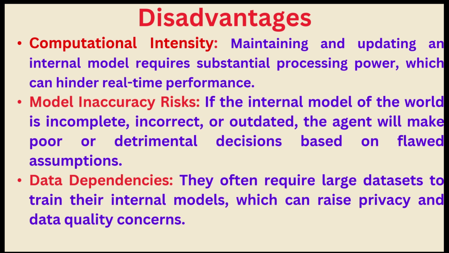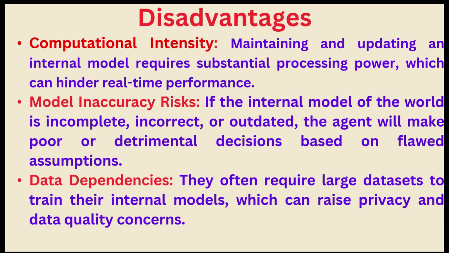Then model inaccuracy risk. For example, if the internal model representation is different, the actions that the agent is going to take will be different, based on the previous information and what is happening in and around the world. If some decisions are based on flawed assumptions, it may lead to challenging tasks. So model based agents can have inaccuracy risk.